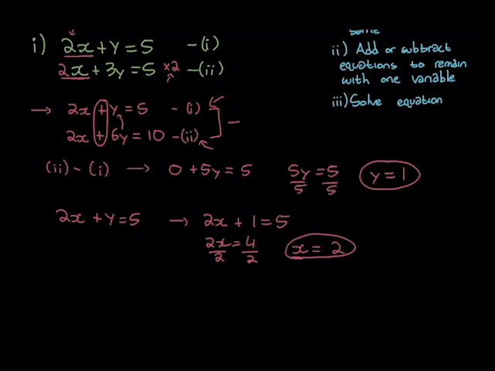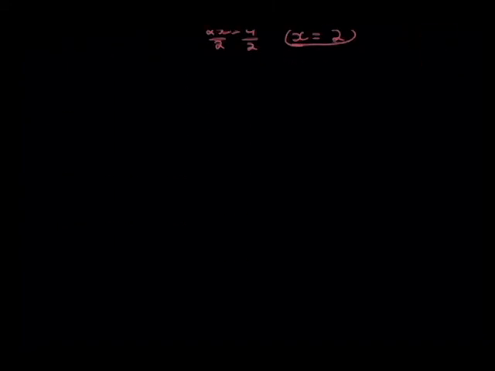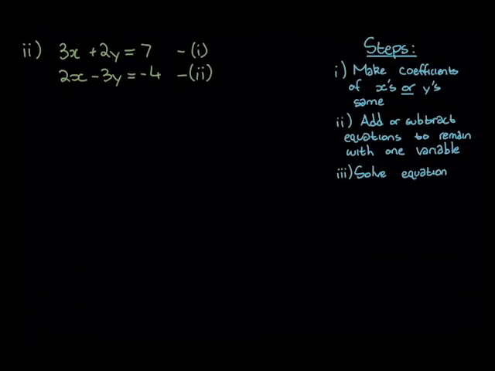Now let's move on to our second example. In this case, we're given the equations 3x plus 2y is equal to 7, that's the first equation, and 2x minus 3y is equal to negative 4, that's the second equation. The procedure is pretty much the same as the first example, except in this case, we have to find a common factor. I'll show you why. We can choose to make either the coefficients of the x's the same or the coefficients of the y's the same.